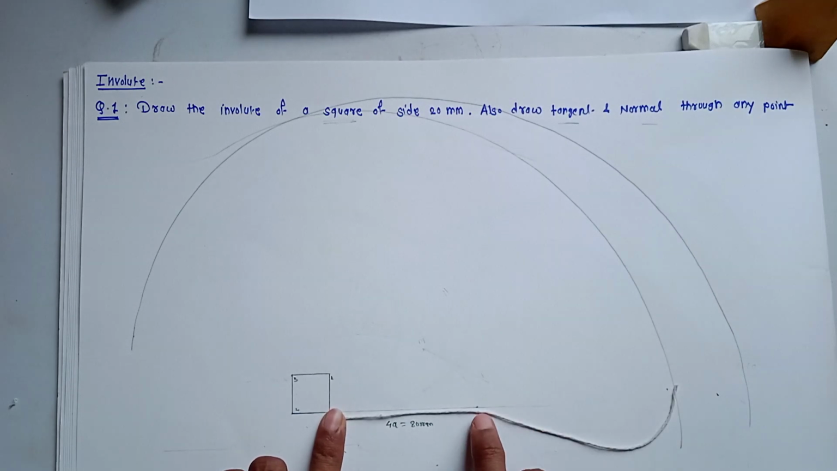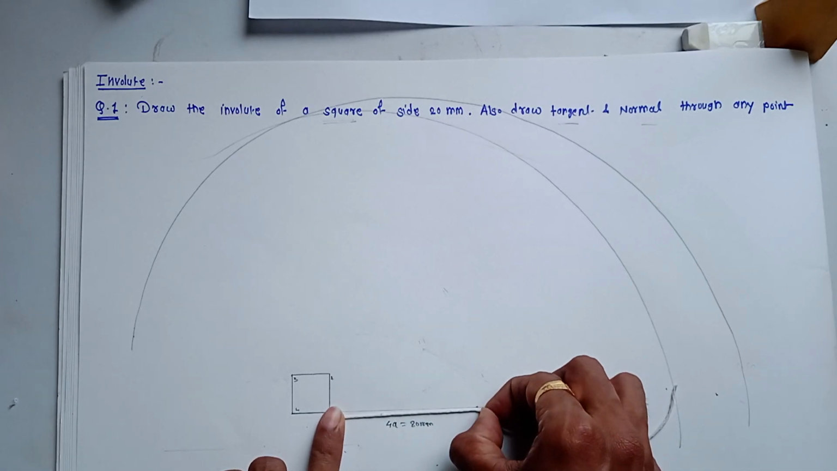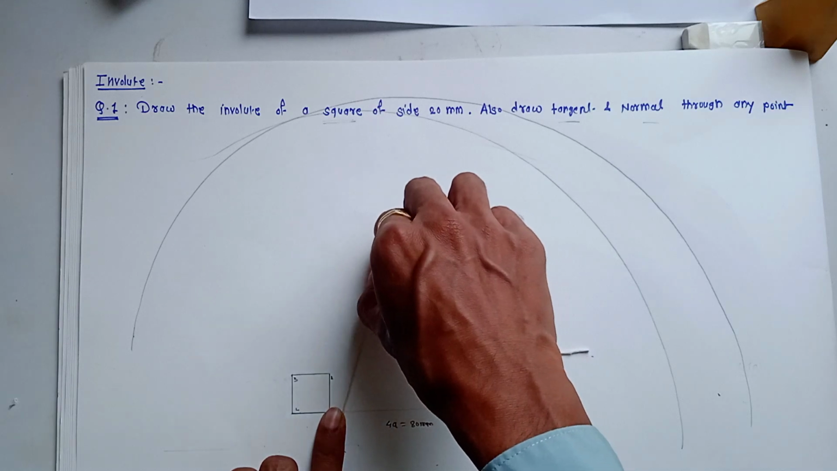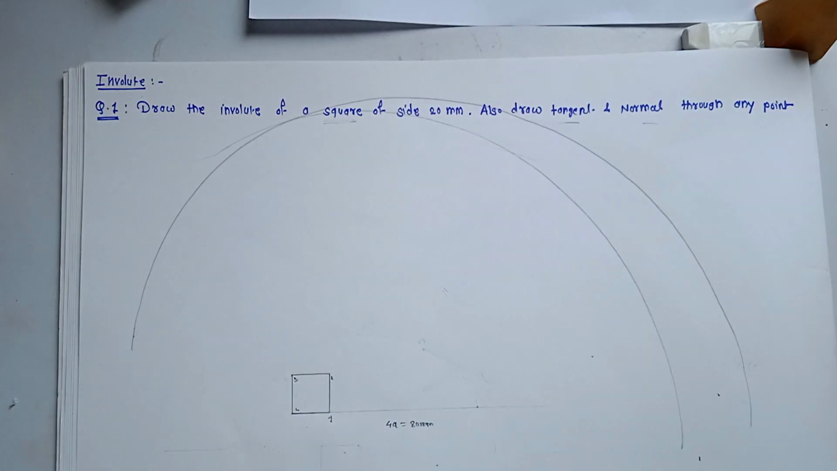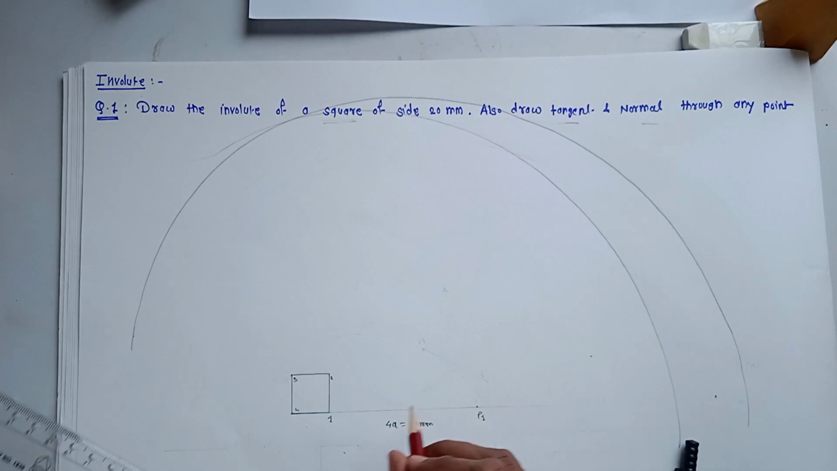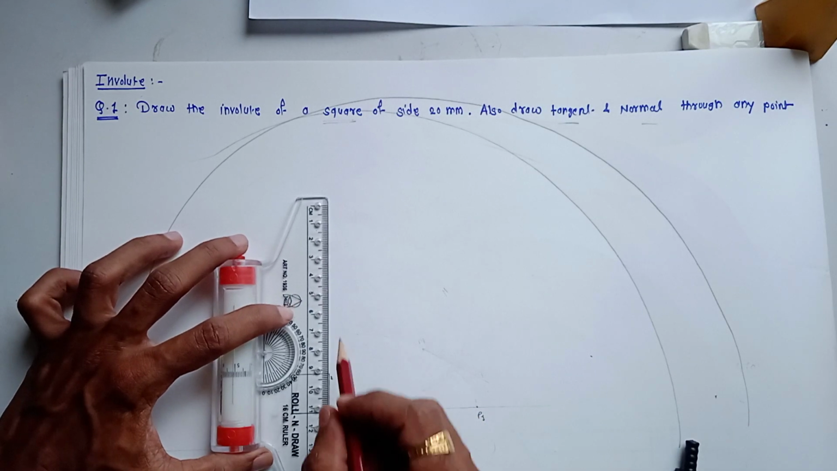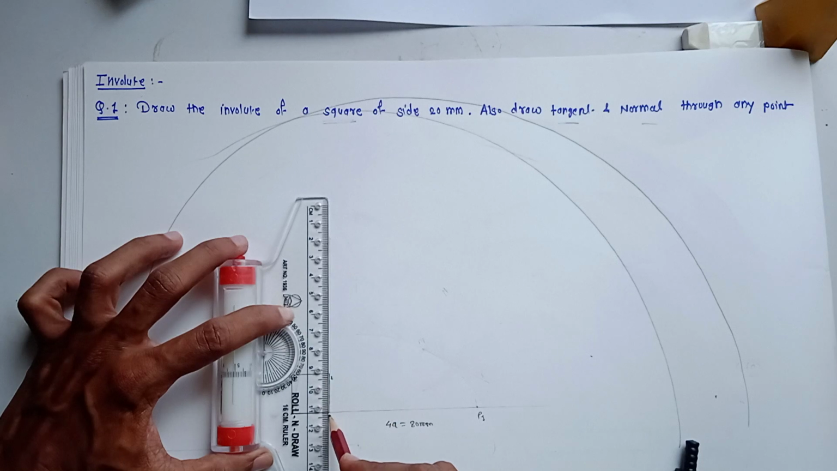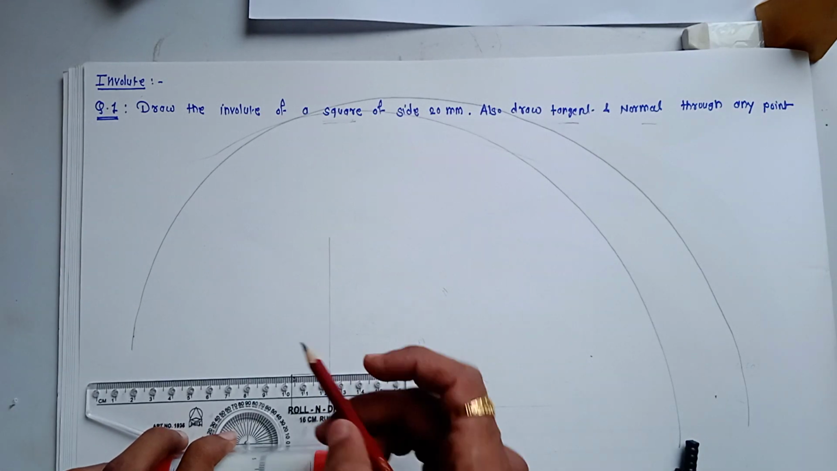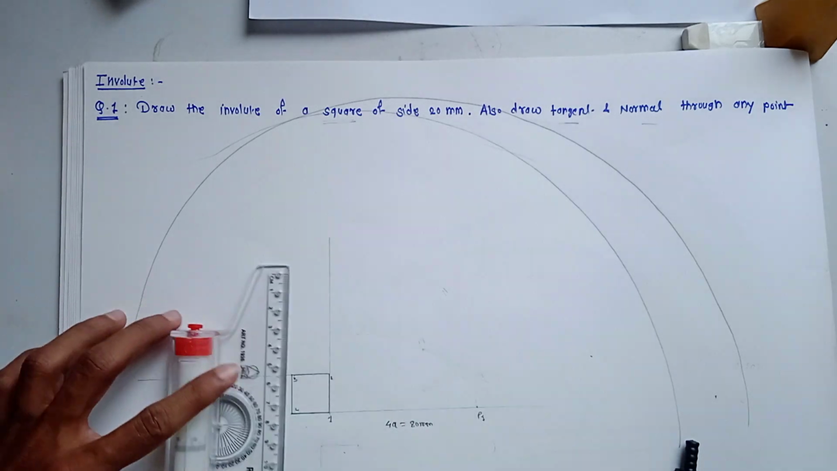The second end point's distance is equal to the perimeter, and we imagine we are moving this point and it will trace out one curve. You can name this point P1. This is the starting point of the involute curve. Now from each side, draw one horizontal line: side 1, 2, side 2, 3, side 3, 4.